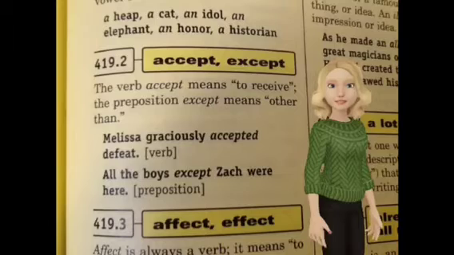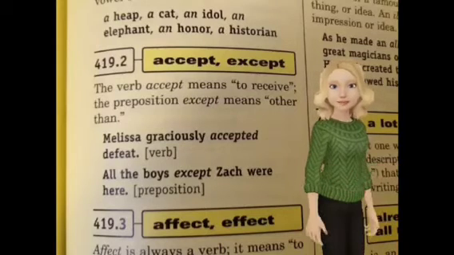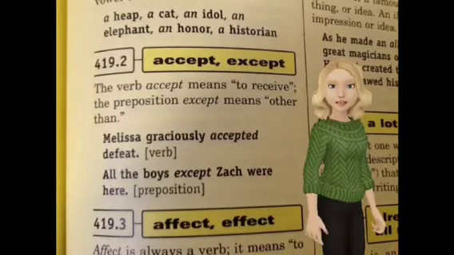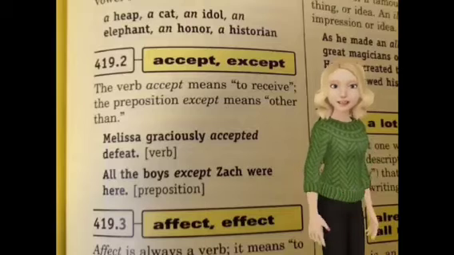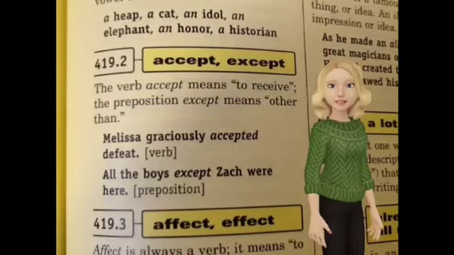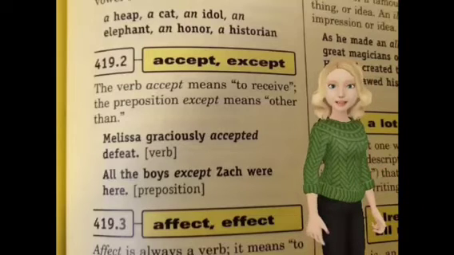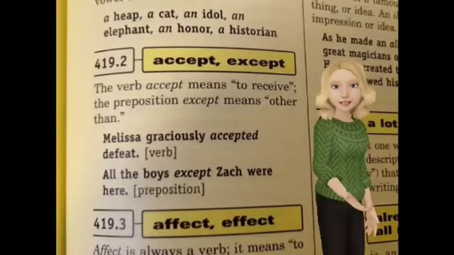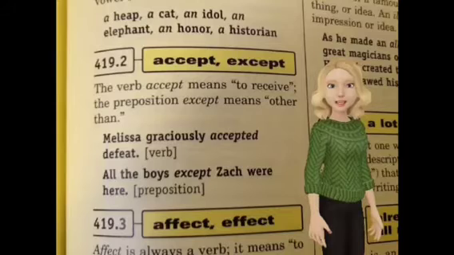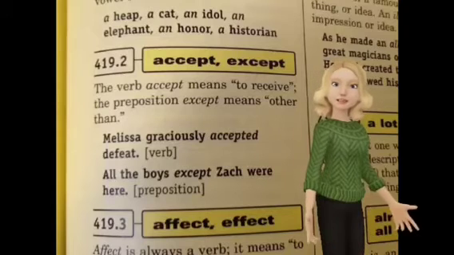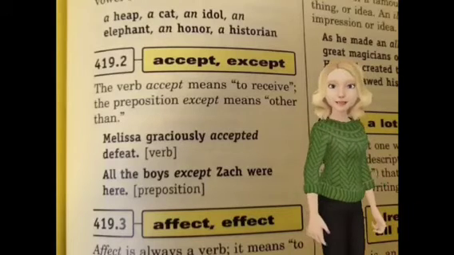Next we have the words accept with an A and except with an E. The verb accept means to receive, so it's as if we're accepting something. The preposition except means other than. So in the verb form we'd say Melissa graciously accepted defeat. She received defeat. And in the preposition form we'd say all the boys except Zach were here. So he's the only one who wasn't.